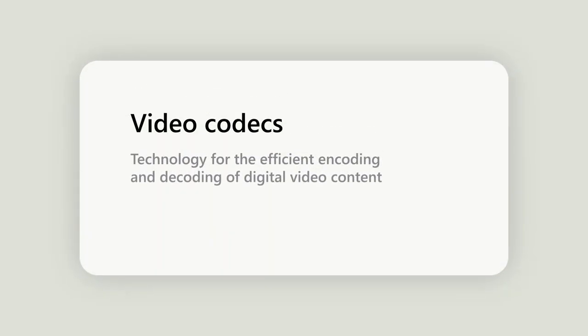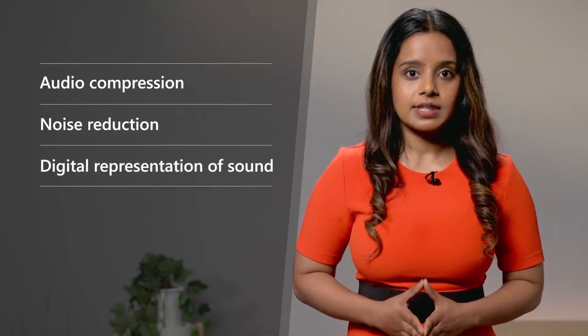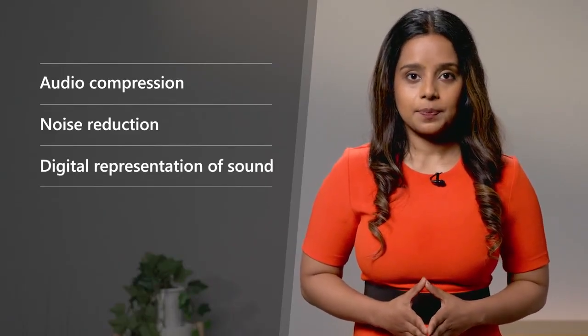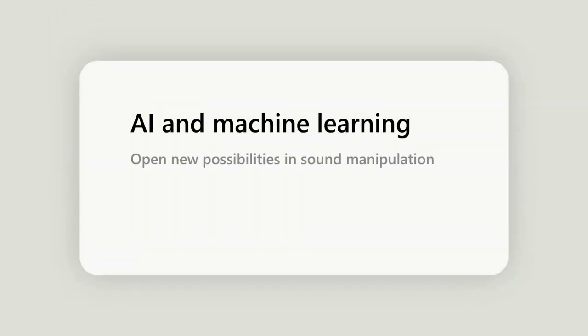Next, you learned about video codecs such as H.264 or AVC. These technologies are crucial for the efficient encoding and decoding of digital video content. You covered the basics of compression and decompression and how codecs reduce file sizes while striving to maintain quality. Moving on to audio processing, you now know about fundamental concepts such as audio compression, noise reduction, and digital representation of sound and their profound impact on multimedia. You discovered that voice recognition technologies and broadcasting greatly benefit from audio processing advancements and that AI and machine learning open new possibilities in sound manipulation.